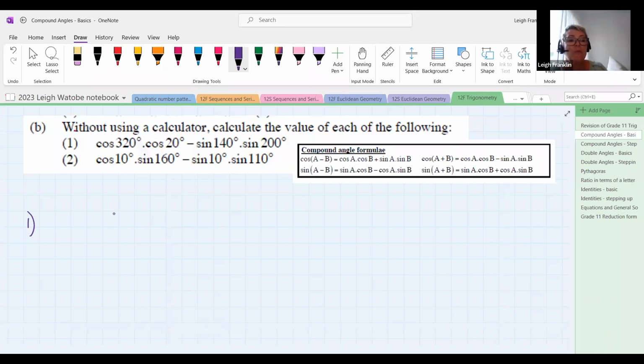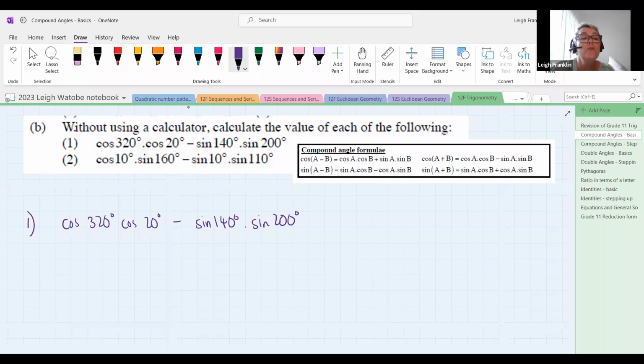Right. So the first thing that we want to establish here is where we have angles that are either reflex angles or obtuse angles. If we are dealing with angles bigger than 90 degrees, we use our grade 11 reduction formulae, the same ones that we were talking about on Tuesday, in order to write all of these angles as acute angles. So let's just get this down. Cos 320 cos 20 minus sine 140 sine 200.